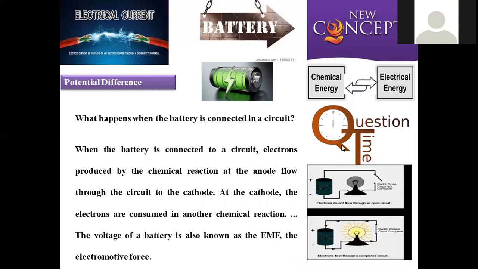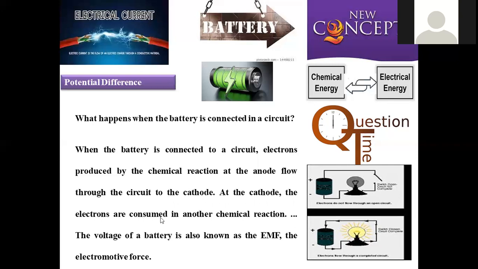And it is question time. We are going to pose a question for you. What happens when the battery is connected with the circuit? When the battery is connected to the circuit, electrons produced by the chemical reaction at the anode flow through the circuit towards the cathode.